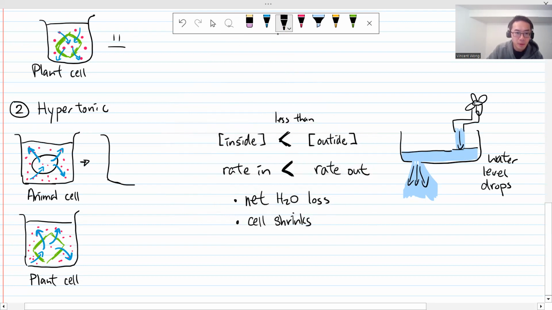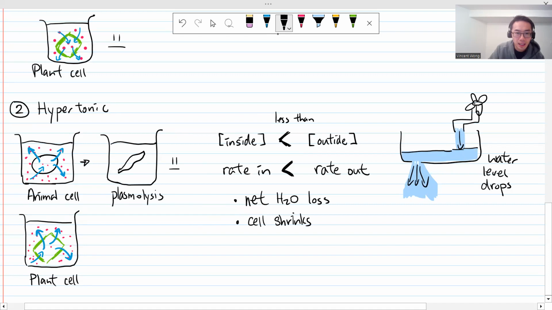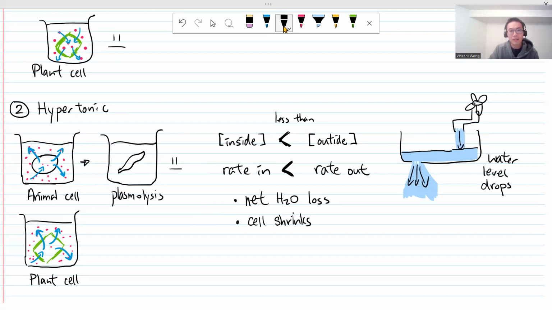So in an animal cell, the cell is gonna shrivel up like this. It's gonna shrivel up. Okay, this is called plasmolysis. Okay, the cell is not happy. But it's okay. It'll live. Not gonna die. It'll be all right as soon as you rehydrate.